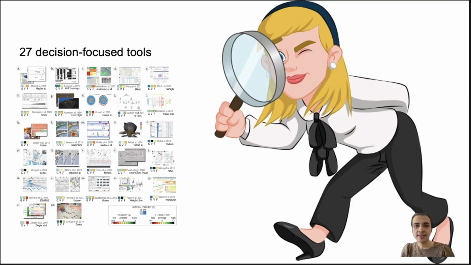60 tools. Next, we further investigated these 27 decision-focused visualization tools for their support for decision making by using 2 metrics, flexibility and visibility of decision elements, which are alternatives, criteria, and preferences. To better understand what is an alternative, criteria, and preferences, let's look at an example.